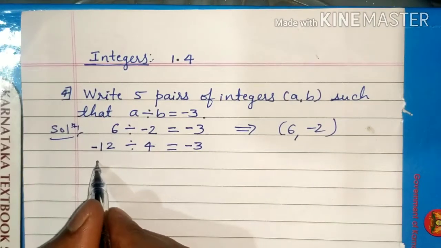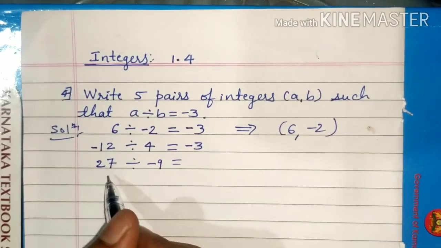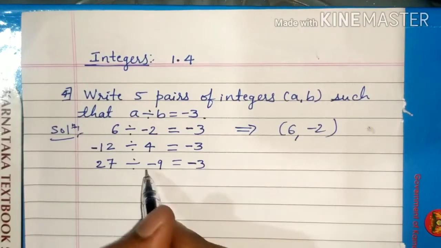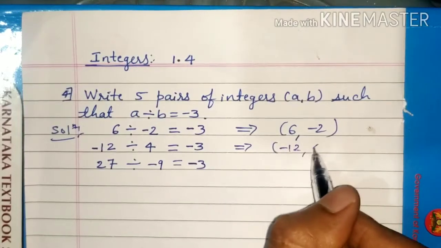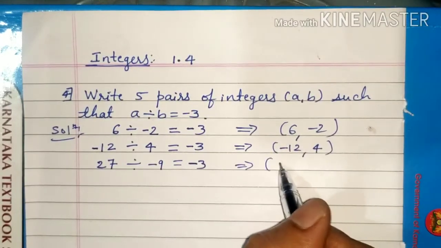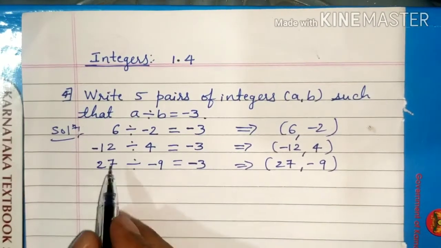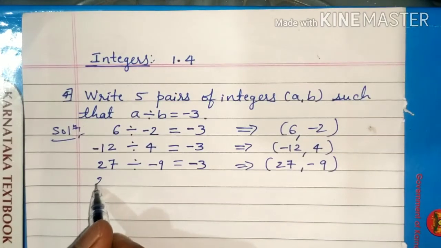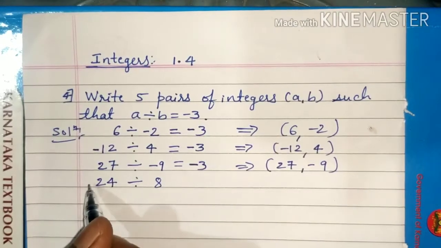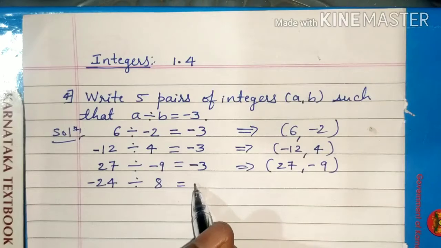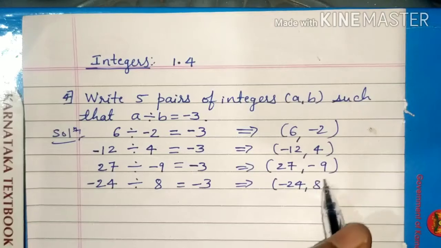In the same way, if you consider 27 divided by minus 9, 9 3s are 27, so the minus sign is here, minus 3. So here the ordered pair minus 12 comma 4, here 27 comma minus 9. So 3 pairs, and one more pair you can consider, that is 24 divided by 8, 8 3s are 24, minus 24 divided by 8 is equal to minus 3. Then write minus 24 comma 8.